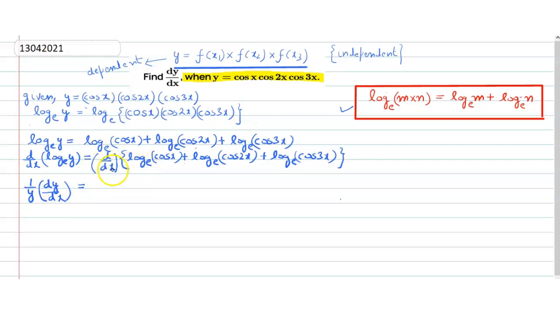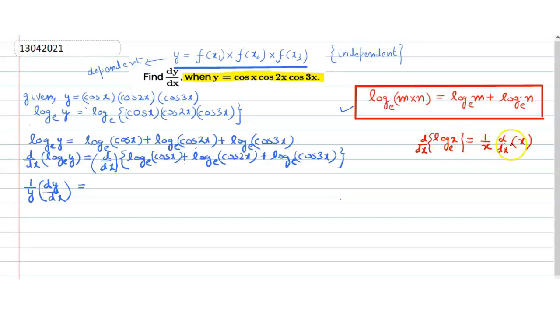Now this d by dx term follows the distributive property, so we differentiate log e cos of x, then log e cos of 2x, then log e cos of 3x. Let's understand a very basic concept: how we differentiate log of x. What we have learned in previous classes is that d by dx of log base e of x is equal to 1 by x. The differentiation of log x is 1 by x multiplied by the remaining term, d by dx of x.